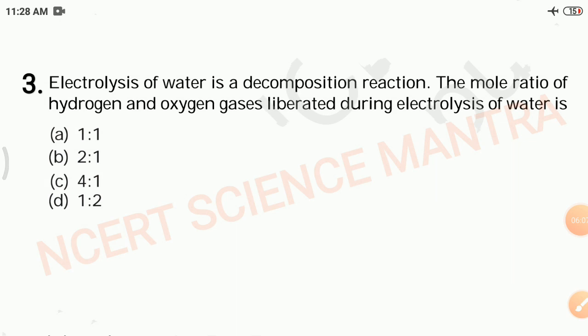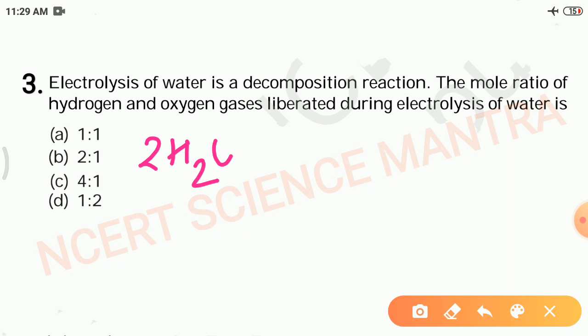Question number 3 is, electrolysis of water is a decomposition reaction. The mole ratio of hydrogen and oxygen gases liberated during electrolysis of water is. First, we should know how the decomposition of water by the electrolysis process takes place. Already we have studied this in activity 1.7 of the NCERT book. When we do the electrolysis of water, the reaction takes place like 2H2O, as it goes through electrolysis, it will give 2H2 plus O2.